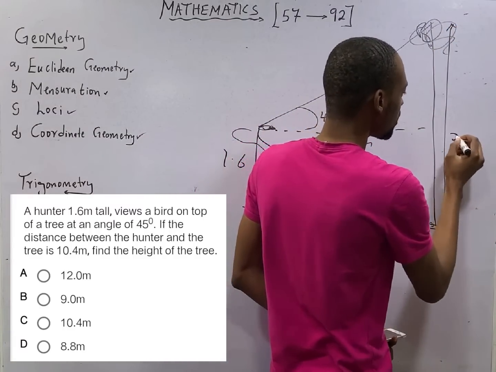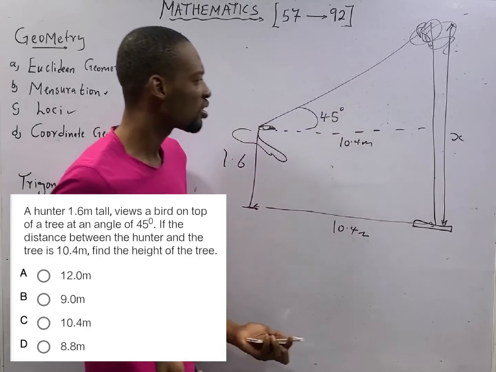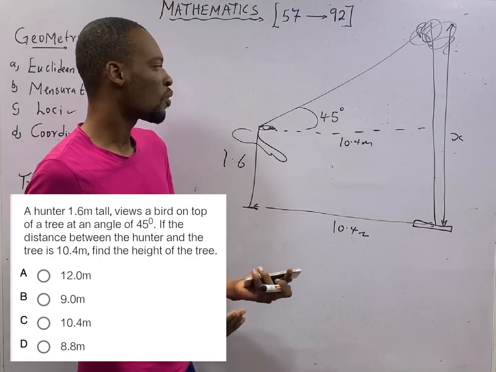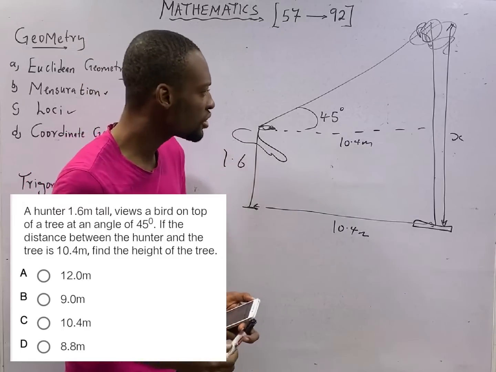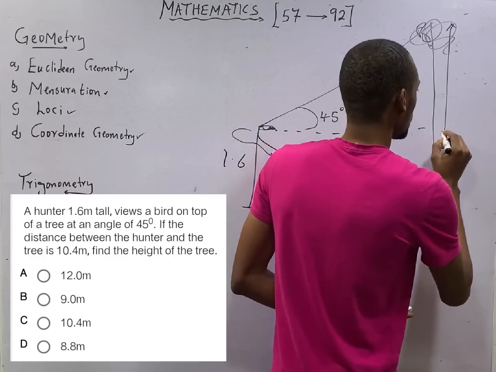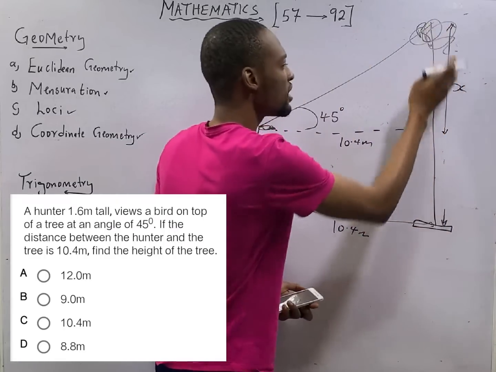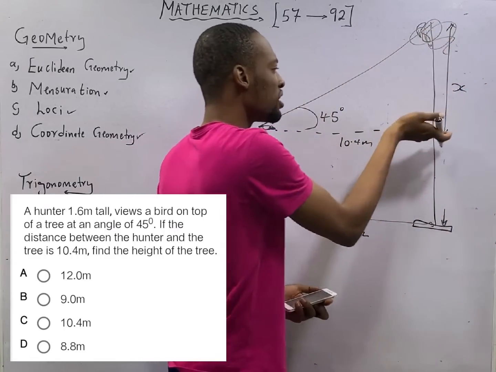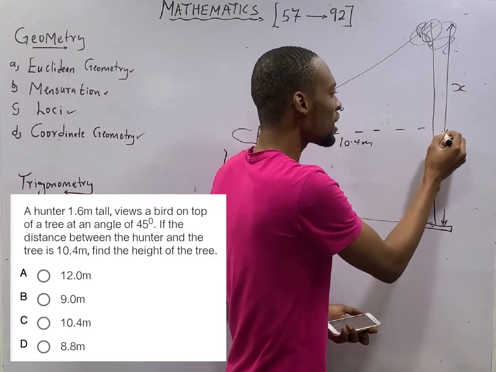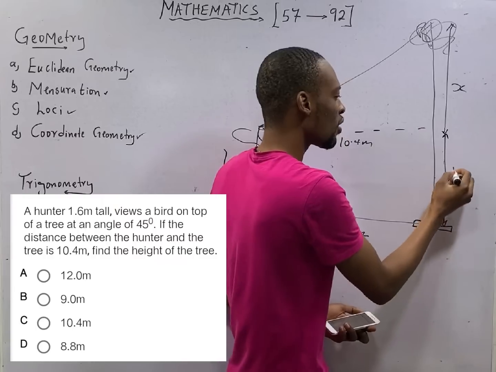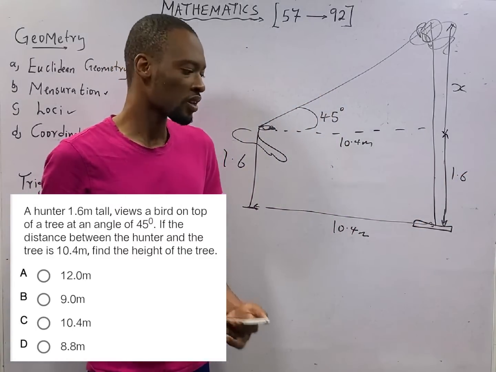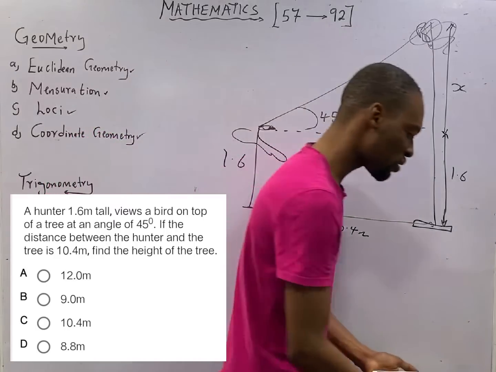is the height of the tree, S. But we cannot solve this question. The best thing we can do is solve the tree from this height. We should take the height of the tree from here, so that we are able to solve with this triangle. After getting this S, once we add the height of the man, 1.6, we shall get the complete height of the tree. I guess you understand what I'm trying to say.